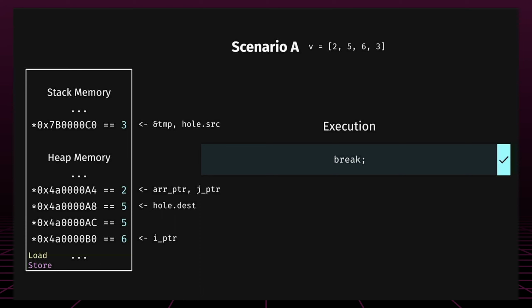So we leave the loop, and then we call the destructor, the drop implementation of hole. And this does this copy of source to dest that we talked about. And we can see now it's 2, 3, 5, 6. It's sorted. Looks good. Okay.